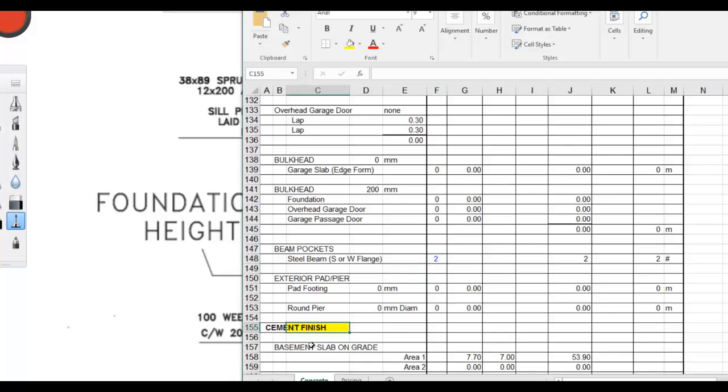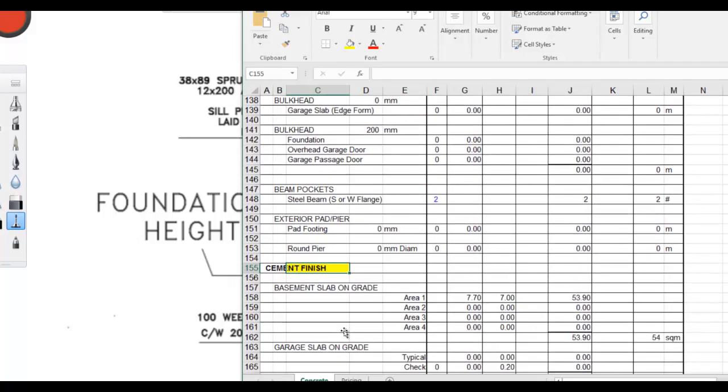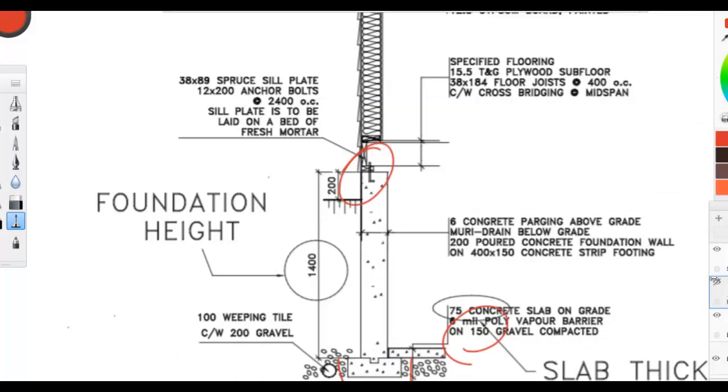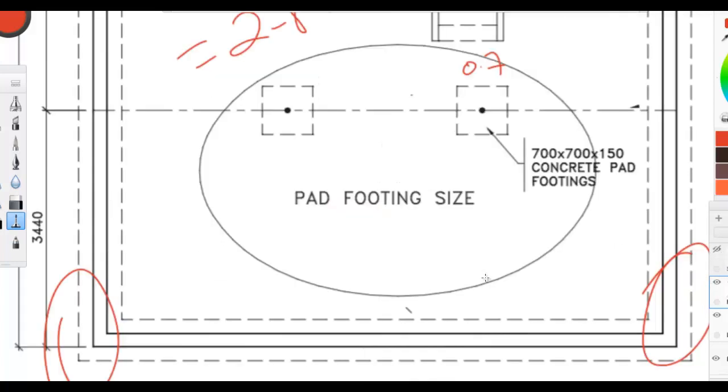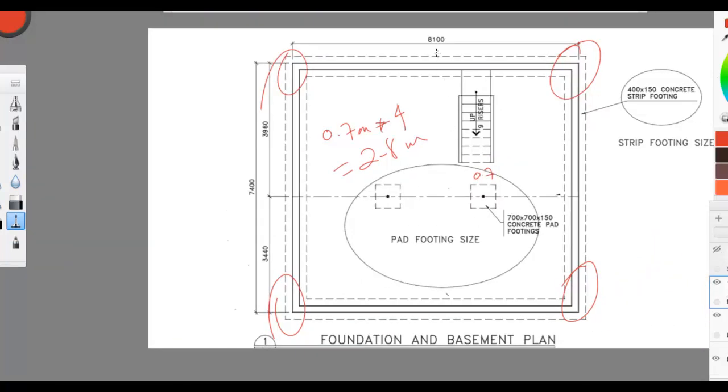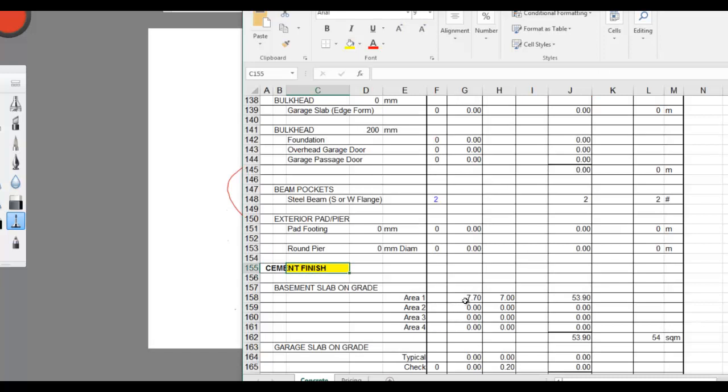Now come to the cement finishing. Cement finishing is meant for the concrete slab that's on grade, and we have only one area because we have a simple plan here. It is 8.1 multiplied by 7.4. Of course we need the area, we already calculated this before. It is this area, so it is 7.7 multiplied by 7 actually. So if you just input these values here, 7.7 and 7, it is square meter, so you get 53.7 square meter, rounded to 54 square meters.